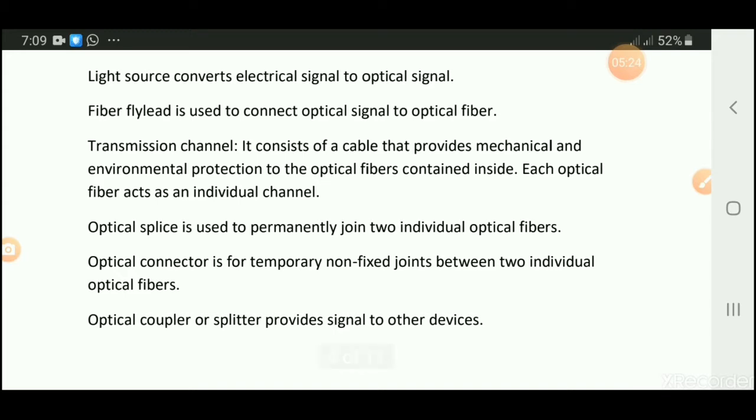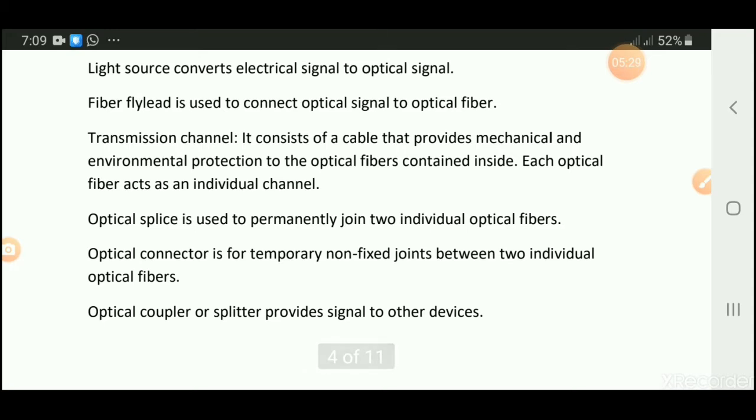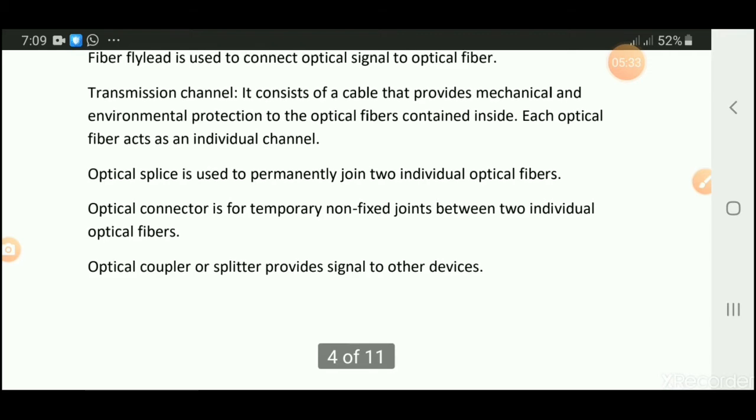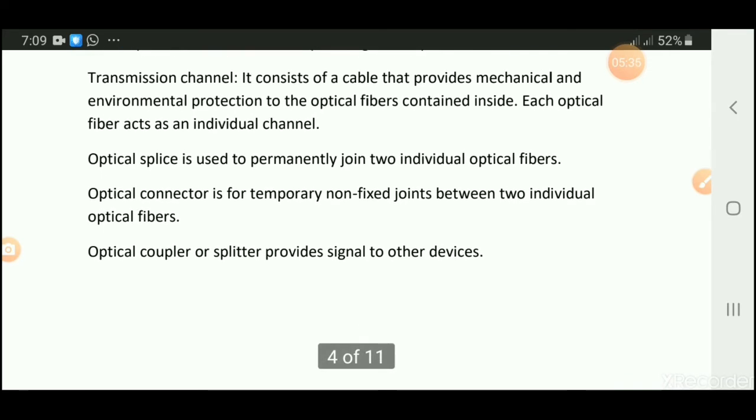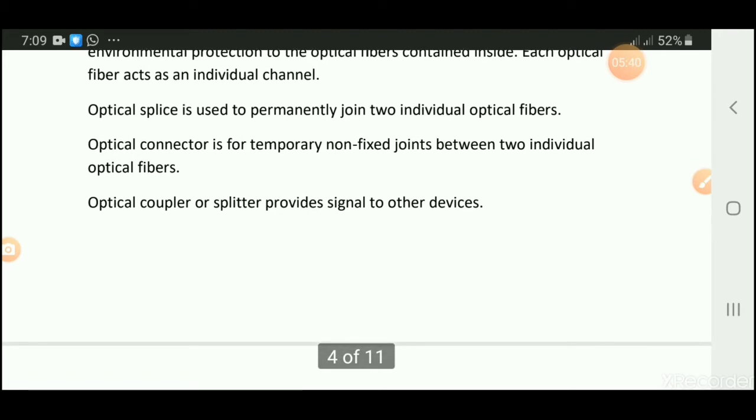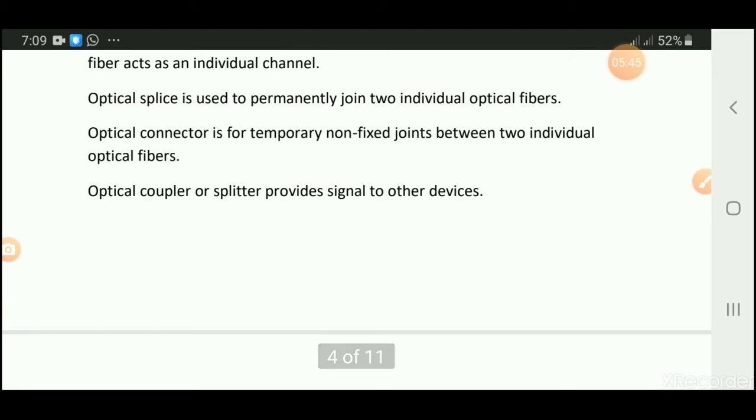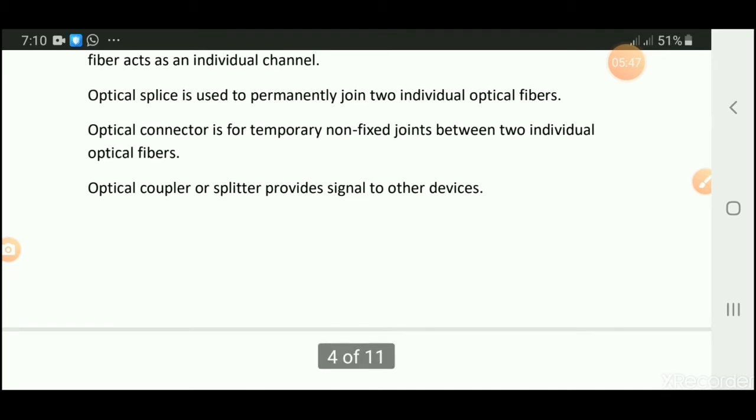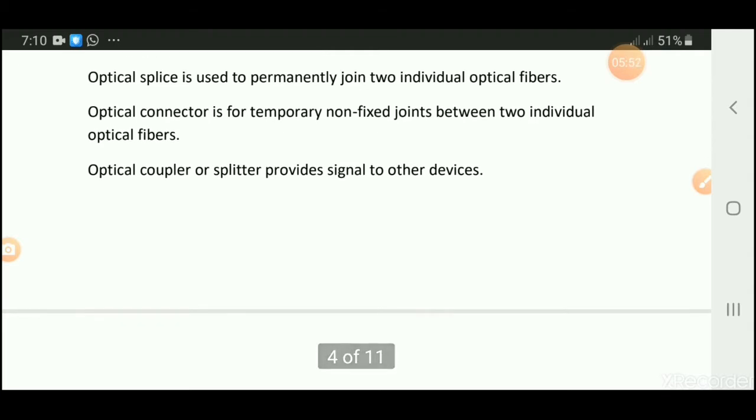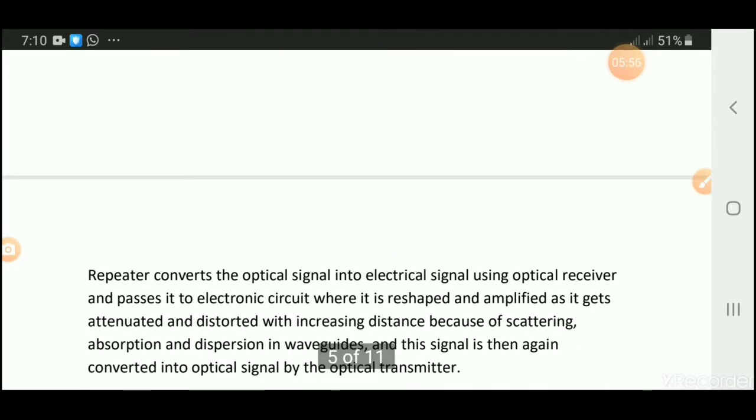Transmission channel. It consists of cable that provides mechanical and environmental protection to the optical fibers contained inside. Each optical fiber acts as an individual channel. Optical splice is used to permanently join two individual optical fibers. Optical connectors are for temporary and non-fixed joints between two individual optical fibers. Optical coupler or splitter provides signal to other devices.